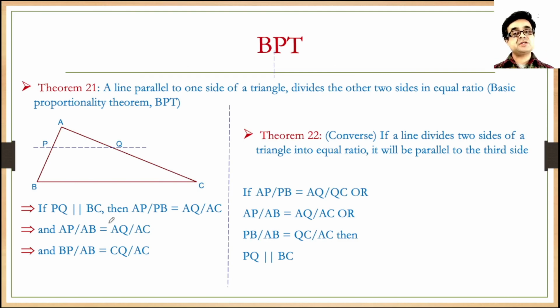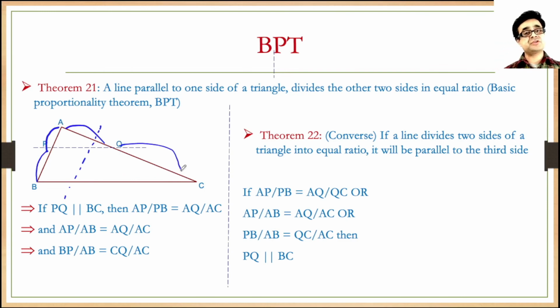The theorem 1 is when a line is drawn parallel to one side of the triangle. So here I have shown you PQ, but I could have easily drawn a line like this, right, and made it a little bit more complicated. When a line is drawn parallel to the third side of the triangle, it divides the other two sides in equal ratio. So for this line PQ, which is parallel to BC, AP divided by PB is equal to AQ divided by QC. Very, very important theorem.